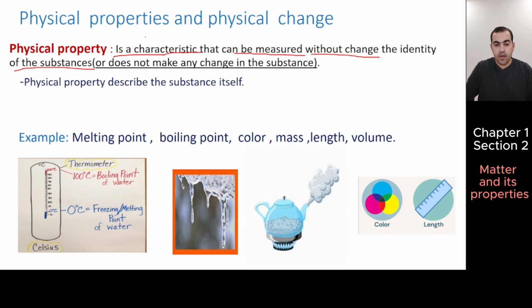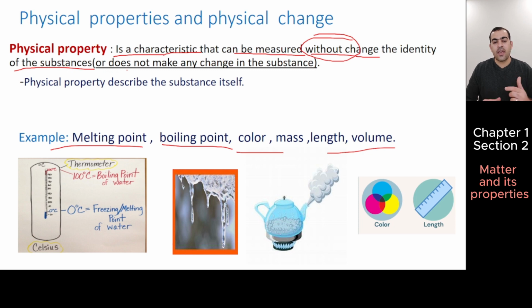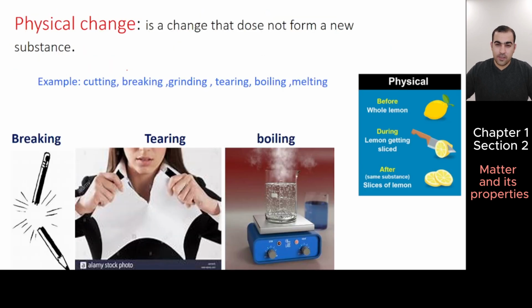Okay, so these are melting point, boiling point. These are physical properties. Volume, length, because they can be measured without changing the identity of the substance. It means it doesn't make any change in the substance when you measure. Okay, let's talk about physical change.